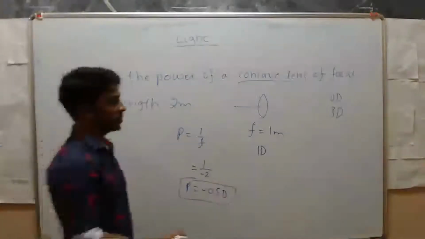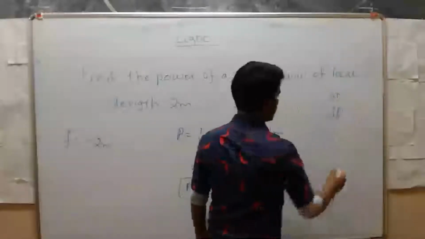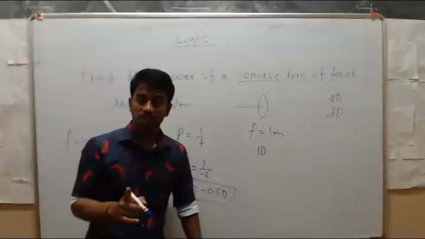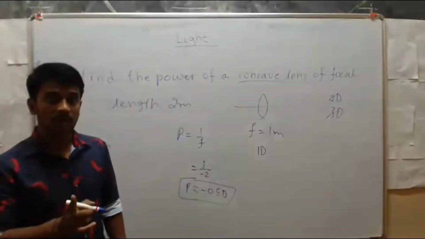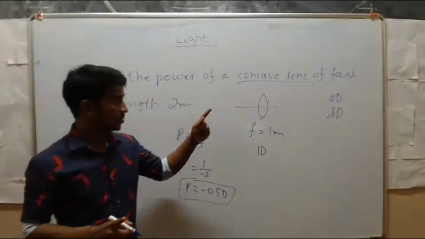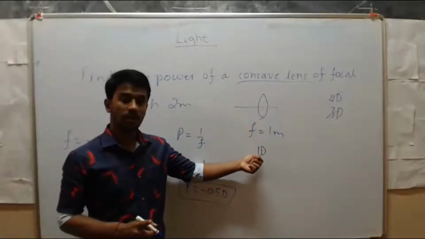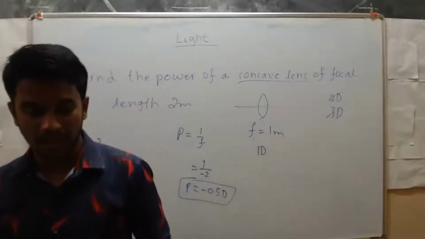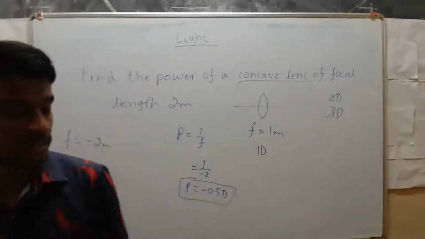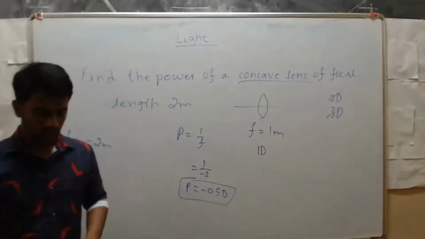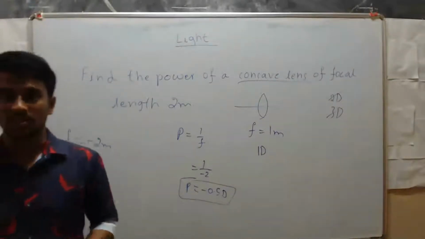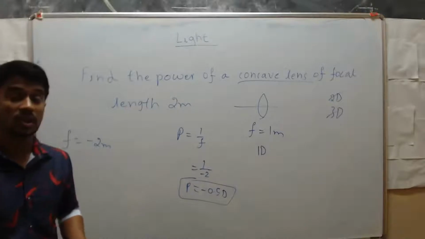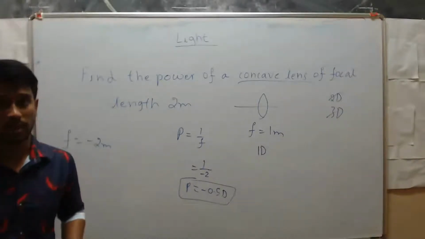So clearly, what is the meaning of 2 diopter or 3 diopter? 1 diopter means if the focal length of the lens is equal to 1 meter, then the power of that lens is 1 diopter. Maybe they will ask, define 1D. At that time, you should know the answer. 1D means the focal length of the lens is equal to 1 meter.